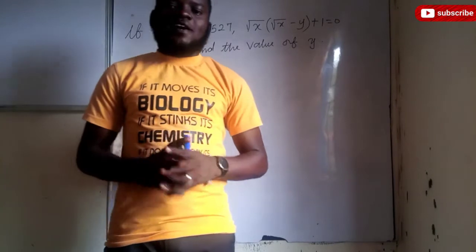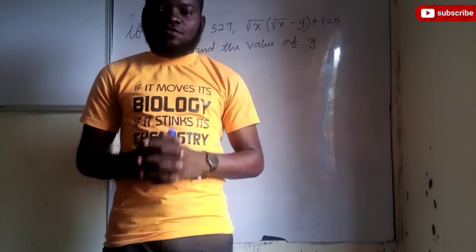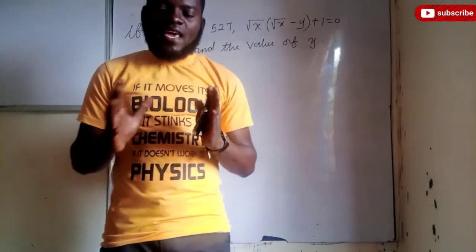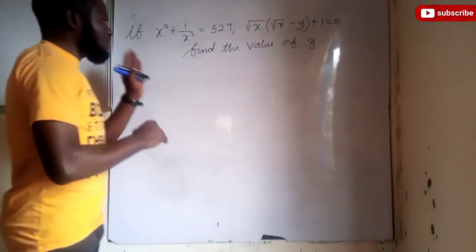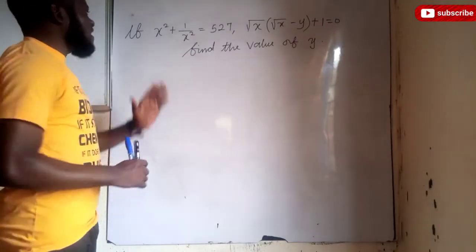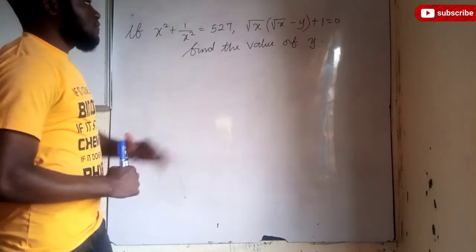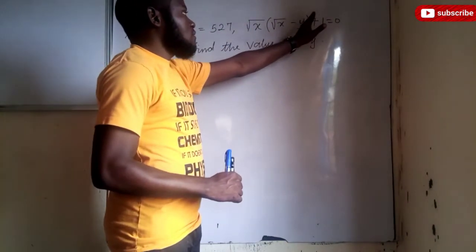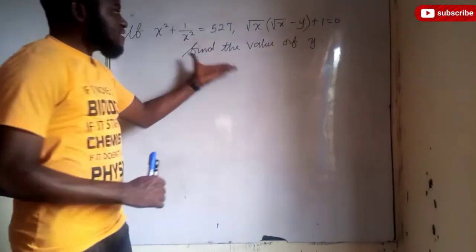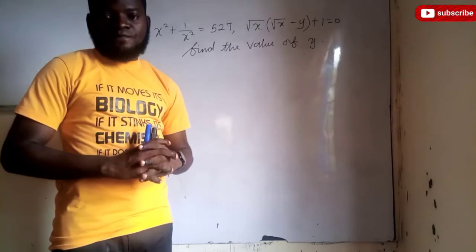Today we want to look at a complex question received by a student. Okay, let's see how to go about this. When I received this question in the first place, that is x squared plus 1 over x squared equal 527, then the square root of x into square root of x minus y plus 1 equals 0. We are asked to look for the value of y, not the value of x this time around.